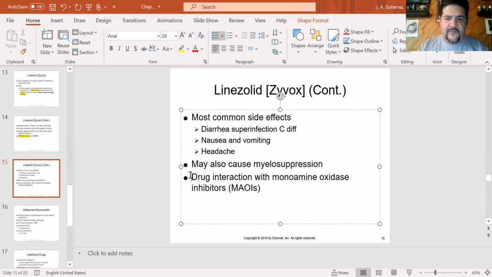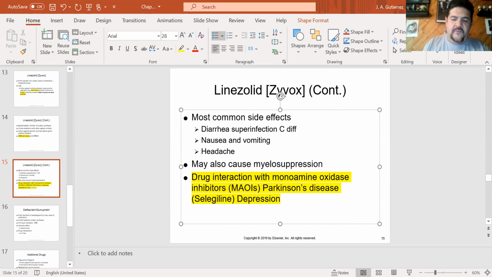And also, this is a very important highlight. It cannot be mixed with MAOIs. So if you remember MAOIs, we talked about them with Parkinson's disease. Linezolid was the one that we mentioned. And also in a person with depression. So this is the funny thing.